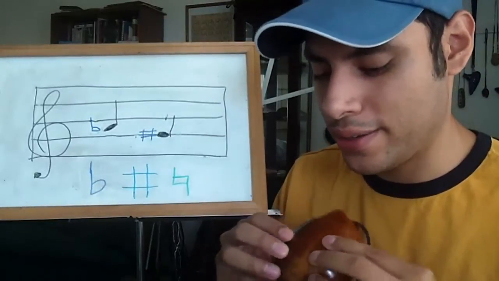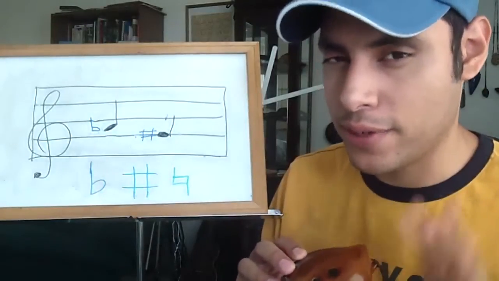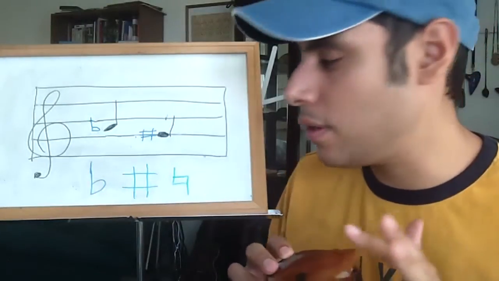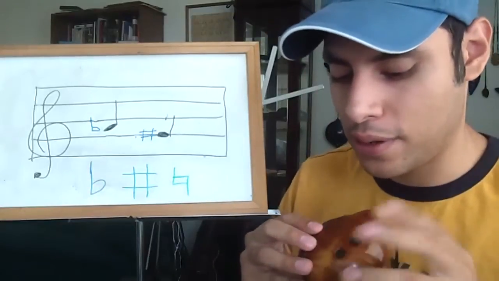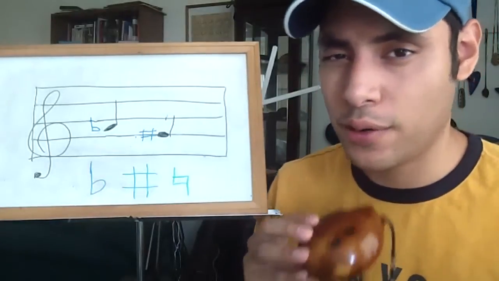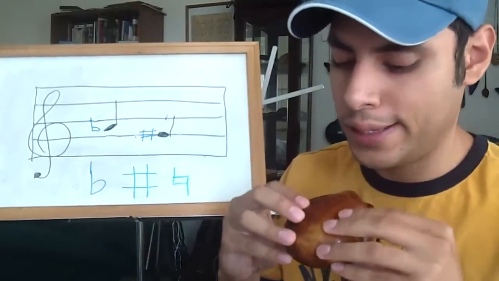For 6-hole ocarinas, it really depends on the maker for some of these notes. But for the most part, a lot of these fingerings are the same. So what makes this complicated is the cross-fingering pattern of the 12-hole ocarina, or 6-hole ocarina.